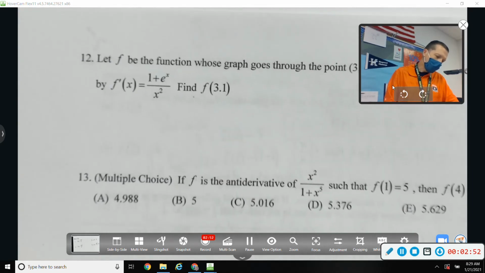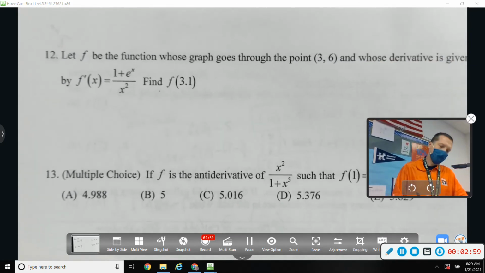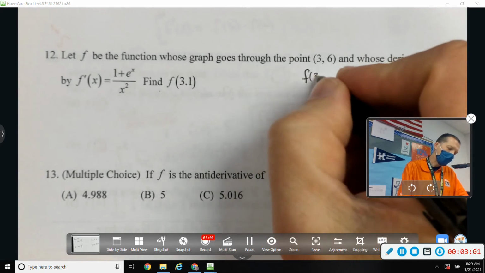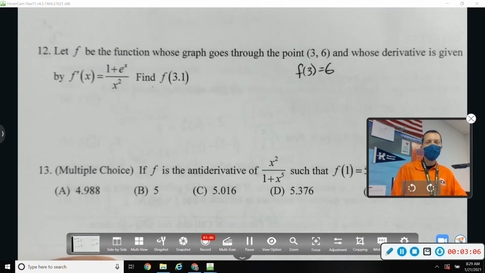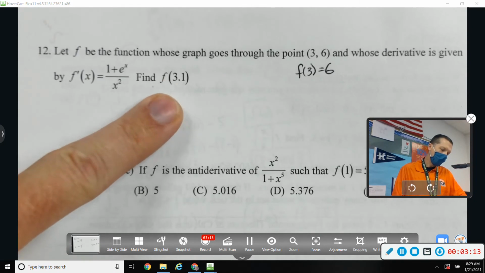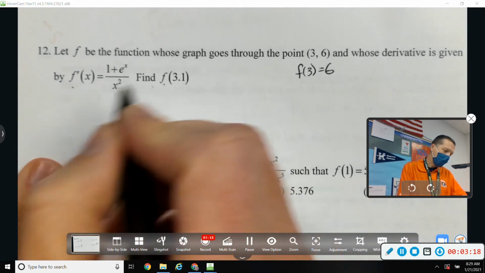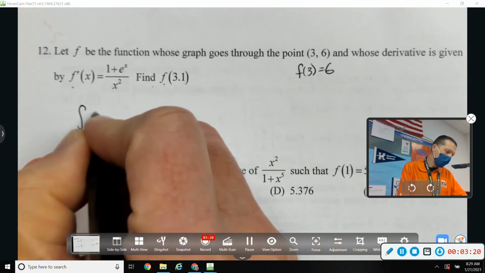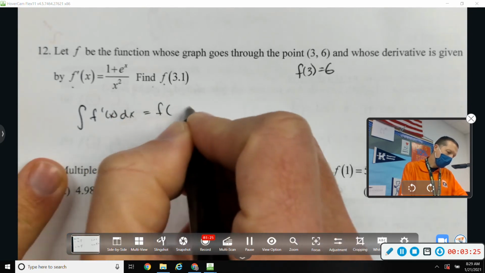Let f be the function whose graph goes through the point 3, 6. Okay, well that's a fancy way of saying f of 3 equals 6, if it helps to write it that way. Or I guess it's an unfancy way of saying f of 3 equals 6. Whose derivative is given by this, find f of 3.1. Well, we know f prime, we're looking for f, so we need to antiderivative f prime to get to f.